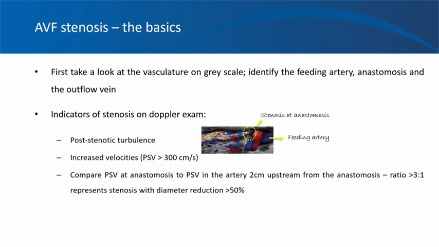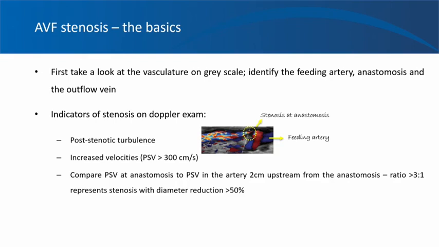And indicators of stenosis on Doppler exam are post-stenotic turbulence. Say if this area is stenosis, the circled area, after the stenosis, where the blood is flowing in this direction in the outflow vein, you have turbulence, here demonstrated by these mixture of colors. And when you turn on the pulse wave Doppler mode, you will find increased velocities, typically peak systolic velocity of more than 300 centimeters per second.